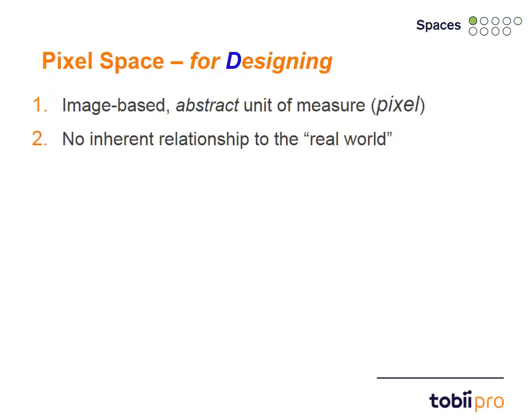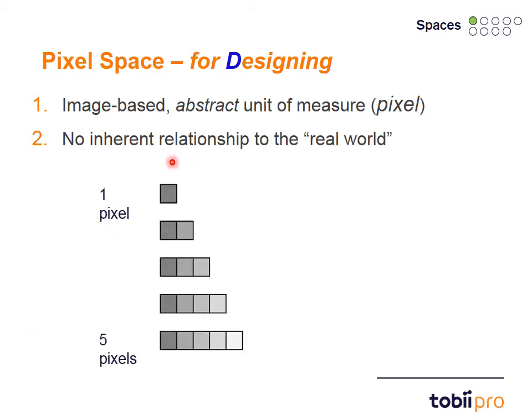Let's start by taking a look at pixel space, the first of the spaces, and it's the space involved in designing. It's important to understand that pixel space is really an abstract space. It's image-based, and it doesn't bear any necessary relationship with the real world. So I could say that this element here is 1 pixel in extent, and then 3 and 4 and 5 and so on. Alternatively, I could say that this bar down here, which has the same visual extent, consists of 100 pixels, and that would be perfectly fine.